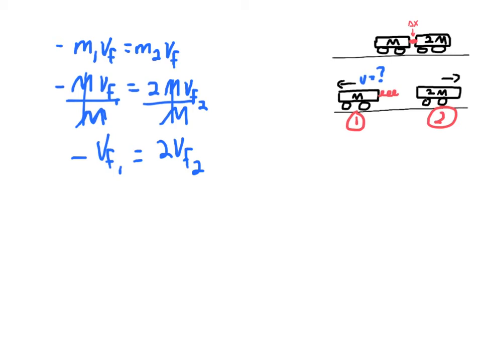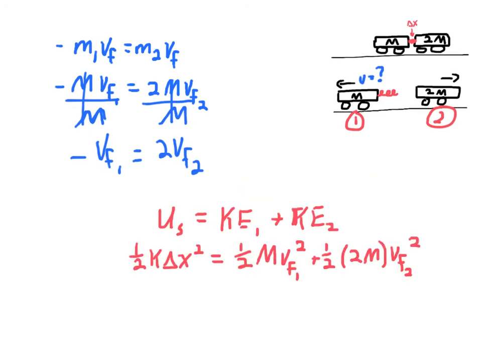Where's all the energy that the carts get? Where does it come from? Well, it comes from the spring, so let's start out. We'll write spring energy, the potential energy in a spring, and then it's going to go into the kinetic energy of the two carts, kinetic energy of cart 1 and kinetic energy of cart 2, KE2.